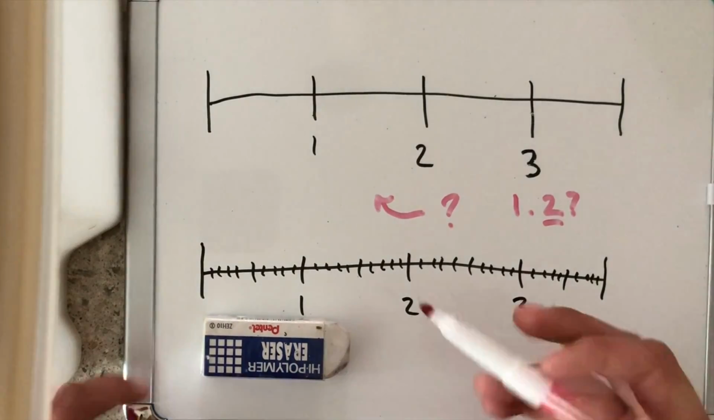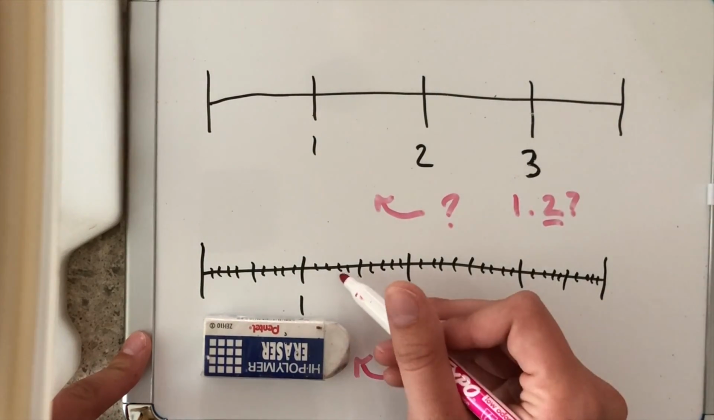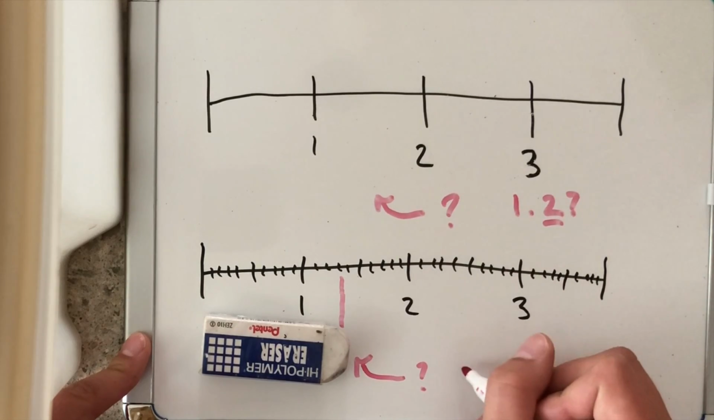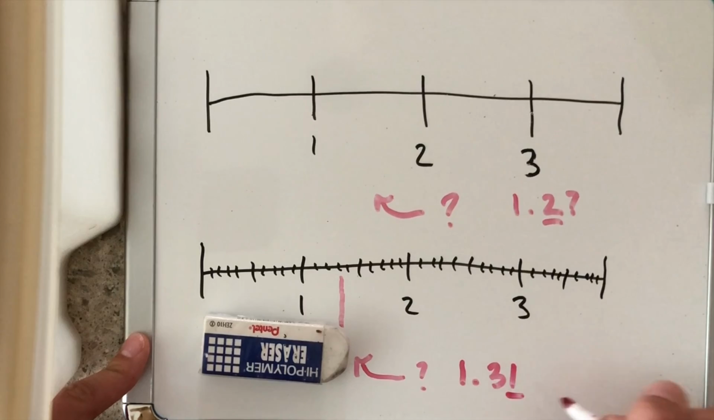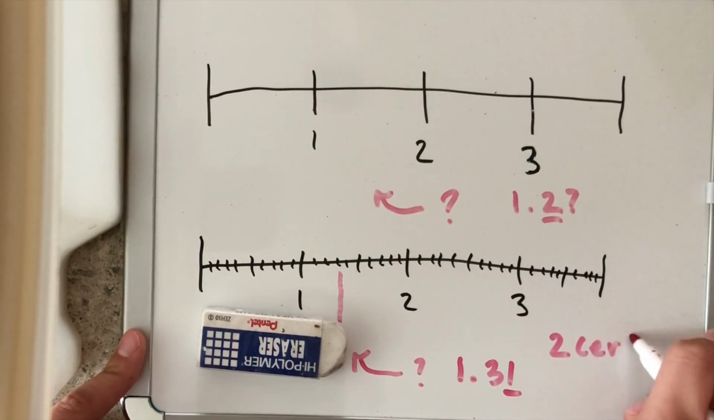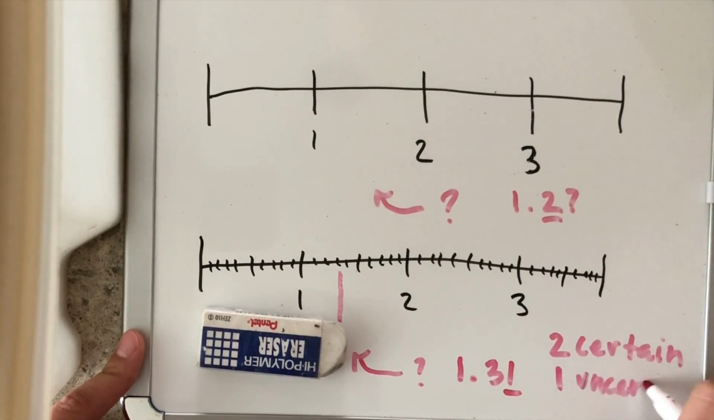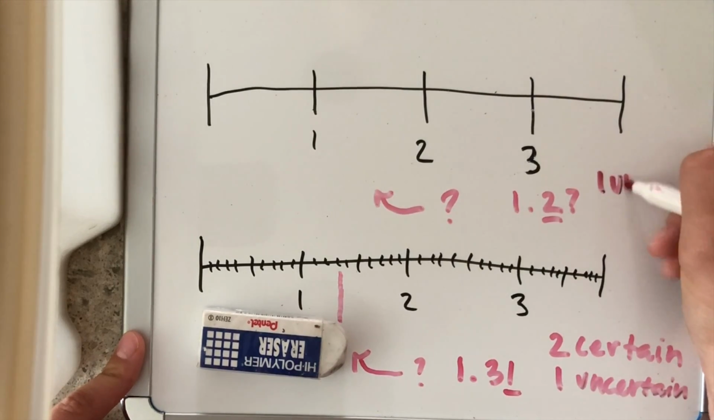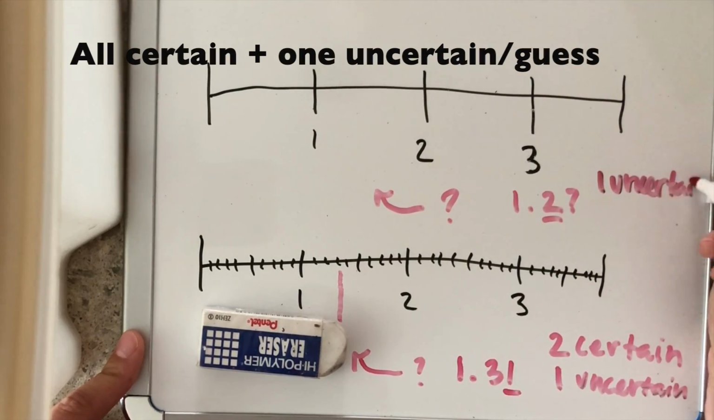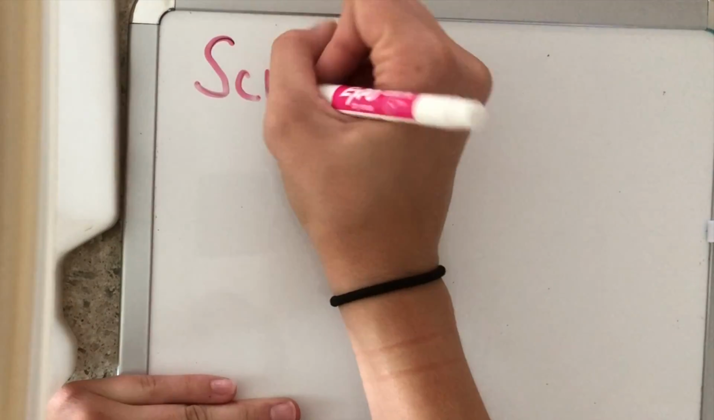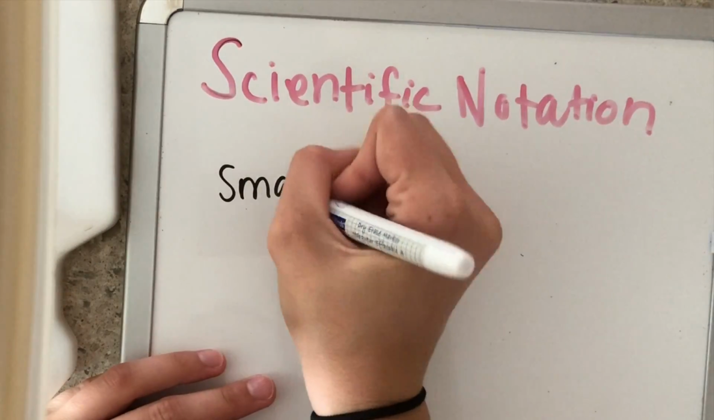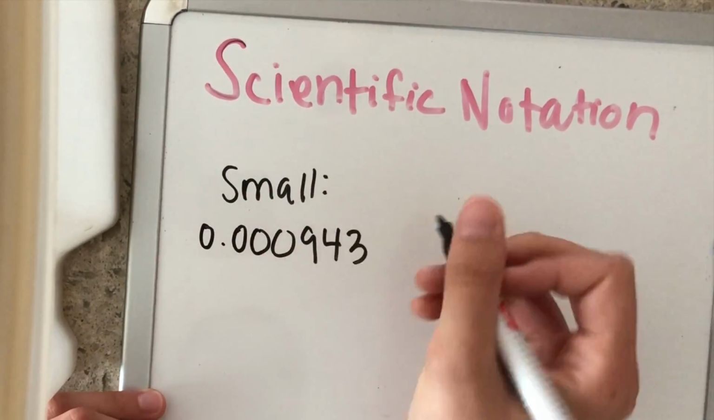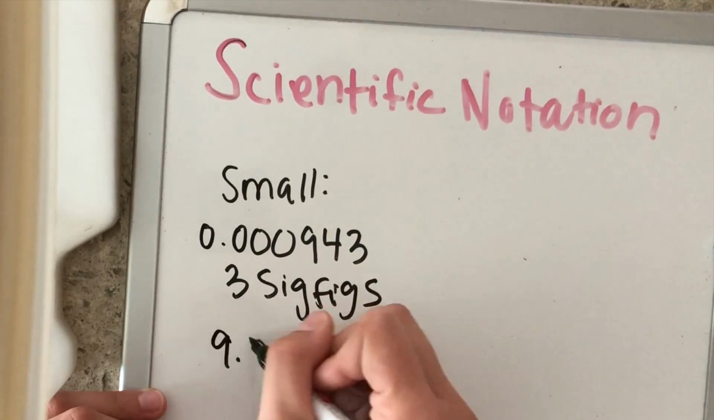You might be wondering what a significant figure is. It is all certain numbers plus one uncertain. Scientific notation is useful for showing sig figs when a number is either really big or really small. Here are some examples.